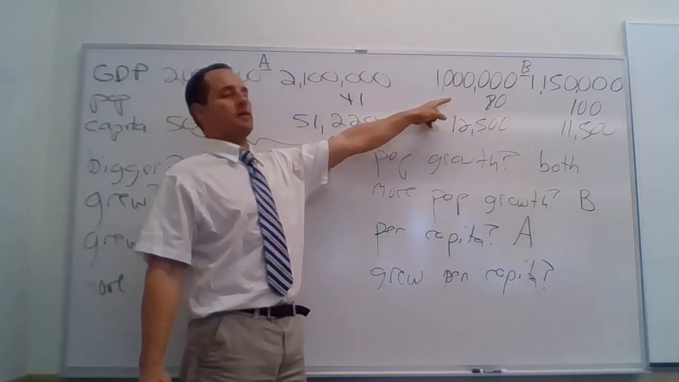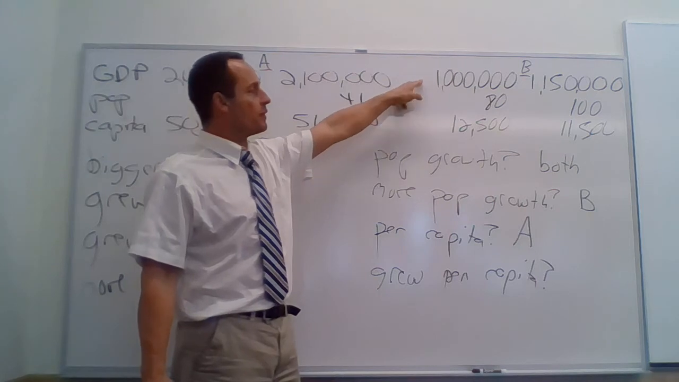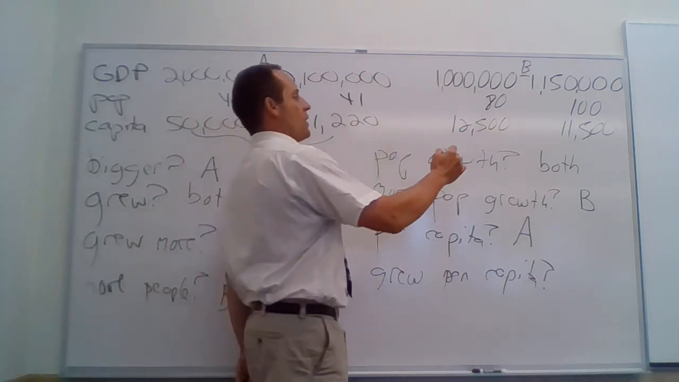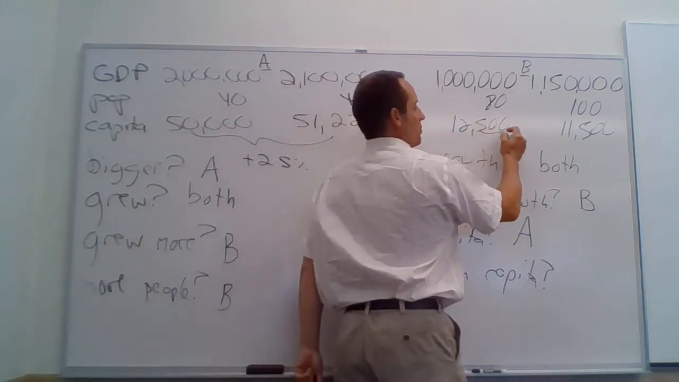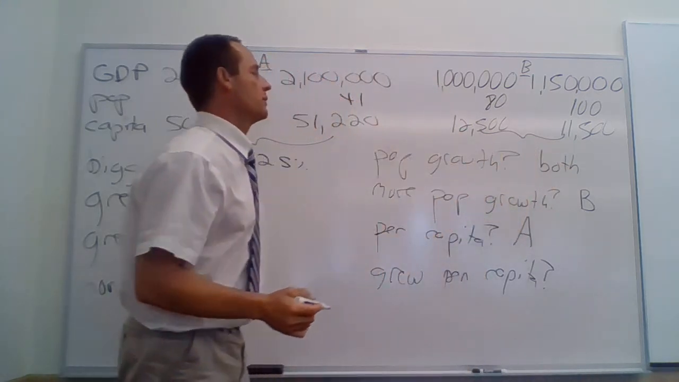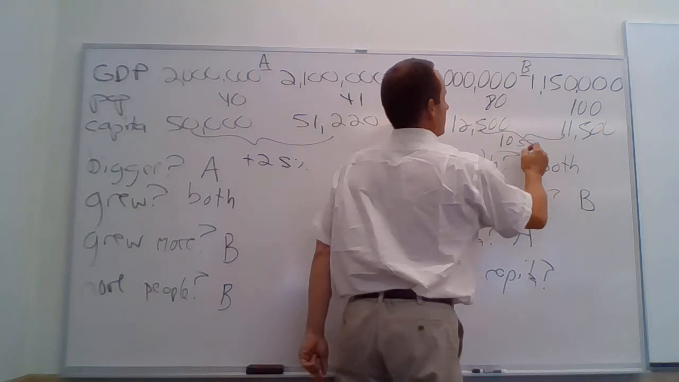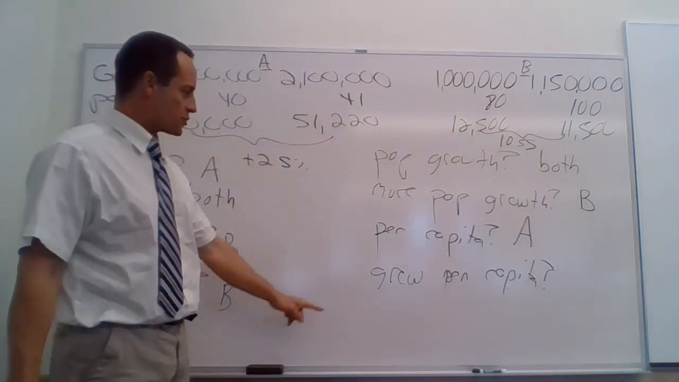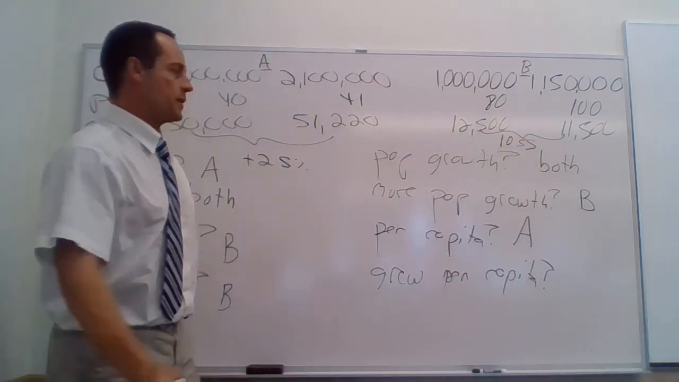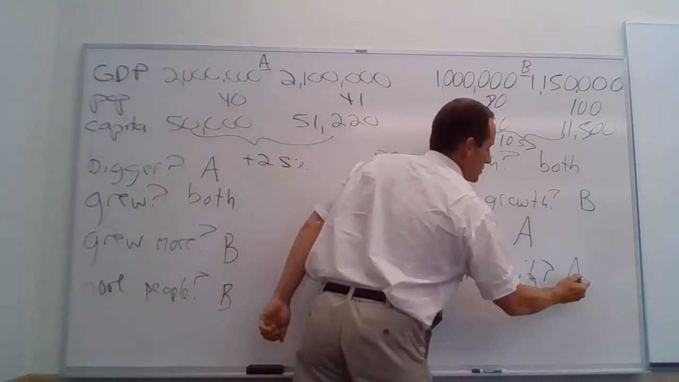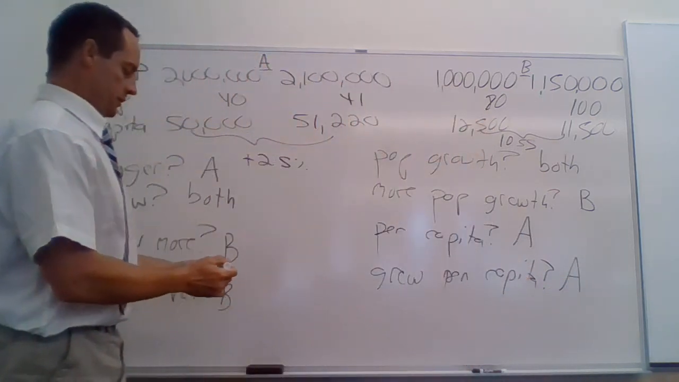Because in economy B, the population is growing more than the economy, what we have here is per capita terms eroded. We have a loss in per capita terms. So the final question asks, who grew per capita? The answer to that is economy A.